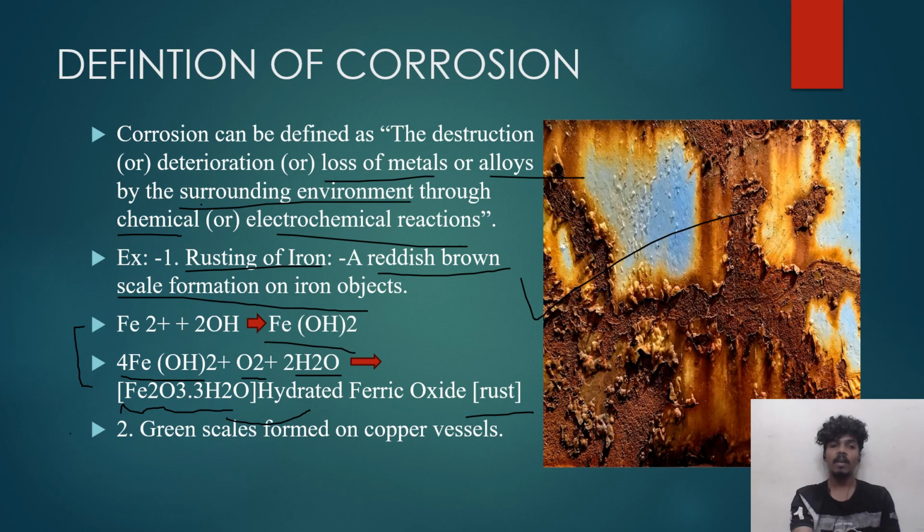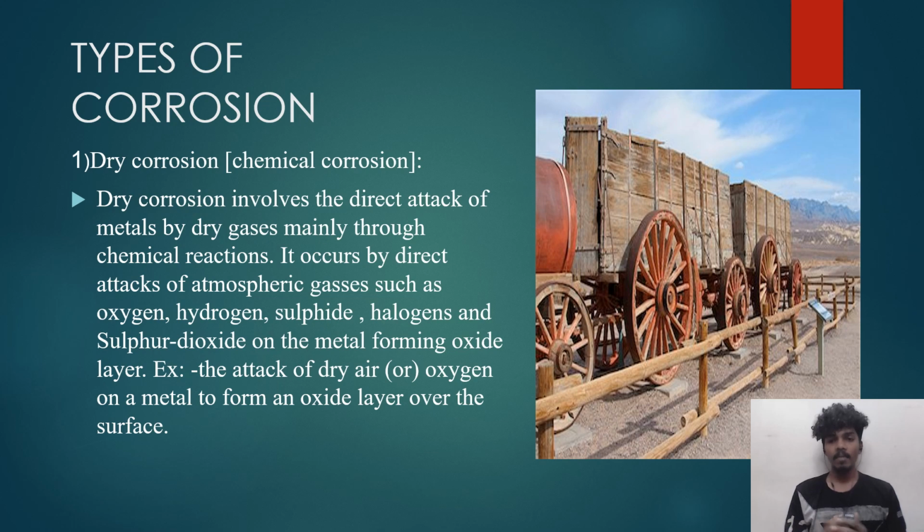Then the second example is the green scale formed on the copper vessels. When the copper vessels are used for a prolonged amount of time, you may notice the green color on the surface of the copper vessels, which is also an example of corrosion. Now let's see the types of corrosion.